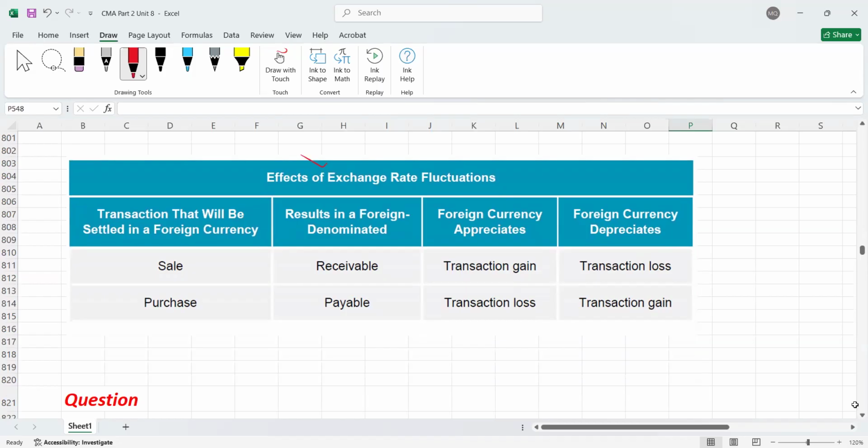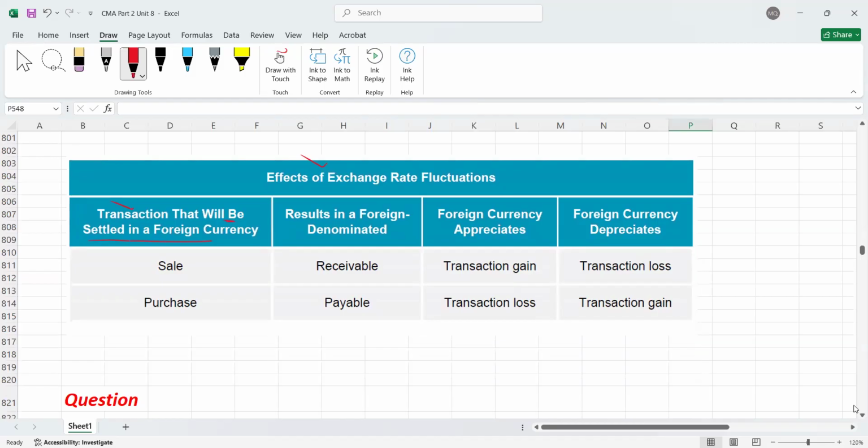Okay. Whenever I use the word gain, it means a favorable movement. Whenever I use the word loss, it means we can treat it as an adverse movement in the exchange rate. So here we have a transaction that will be settled in a foreign currency.